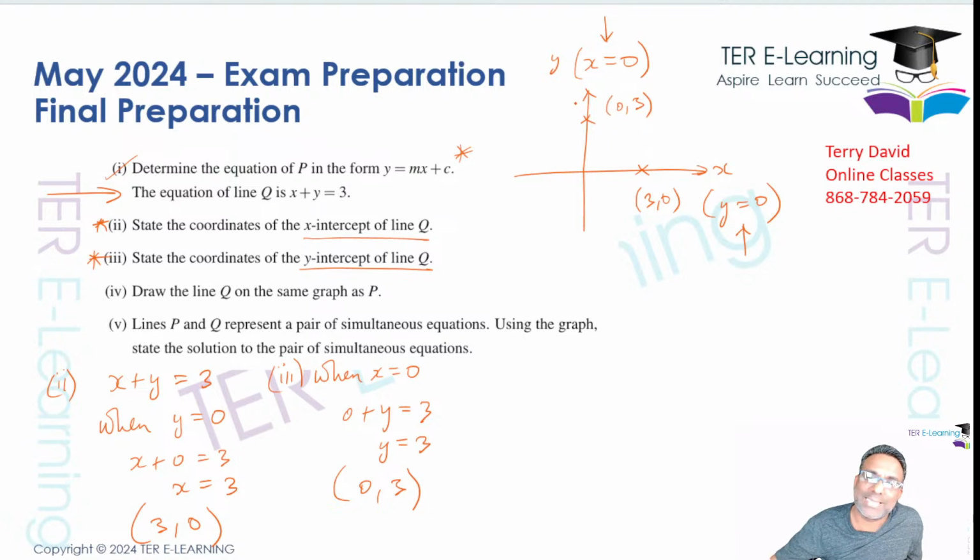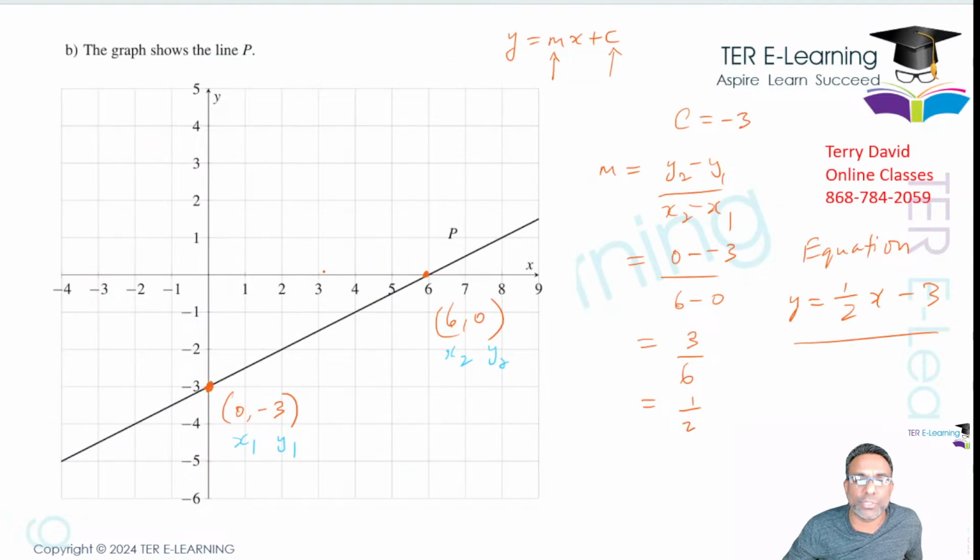So this line that we're talking about here looks like this. That's the line Q. Now, the next part, part 4, says draw the line Q on the same graph. We can draw that because we know two coordinates on that graph, 3, 0 and 0, 3. So 3, 0 is this point, and 0, 3 is going to be here.